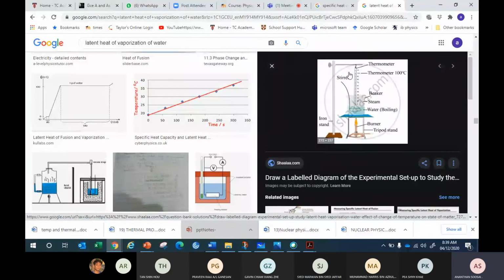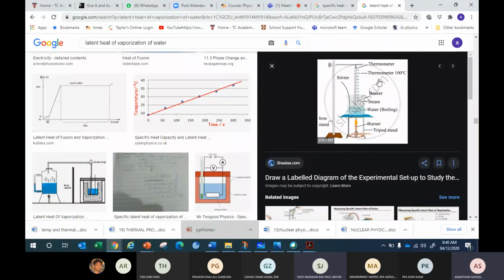So this one is for latent heat of vaporization. We have a beaker of water, and we heat it. First the mass M1 is found. Then after heating, the mass drops to M2. Then how do you measure the specific latent heat of vaporization? M1 minus M2, or M2 minus M1? In this case, M1 minus M2. You get the latent heat of vaporization.